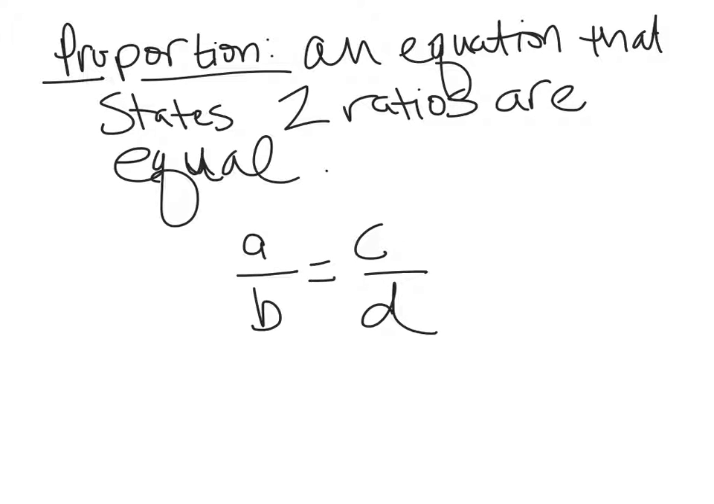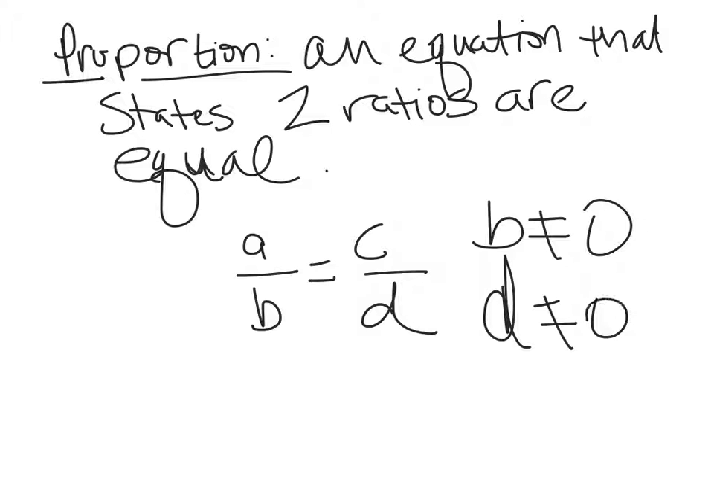A proportion is an equation that says that two ratios are equal. So typically you will see this generically as A over B equals C over D, where B cannot equal 0 and D cannot equal 0. And the reason for that is because both B and D are in the denominator, and you can't have zeros in the denominator.